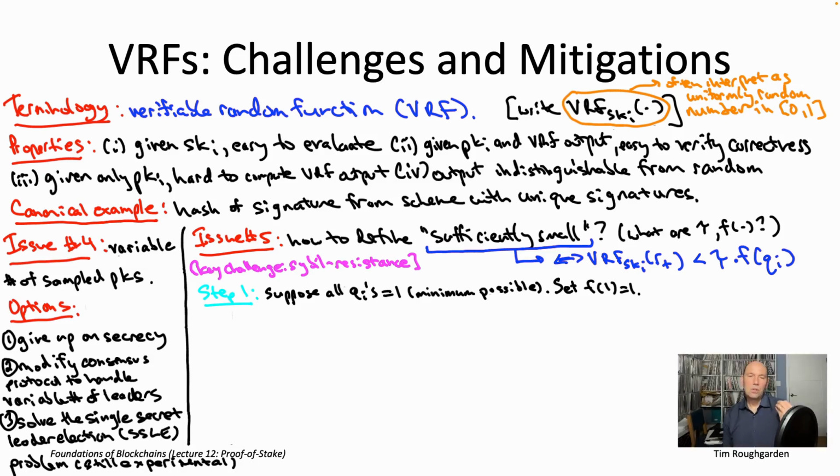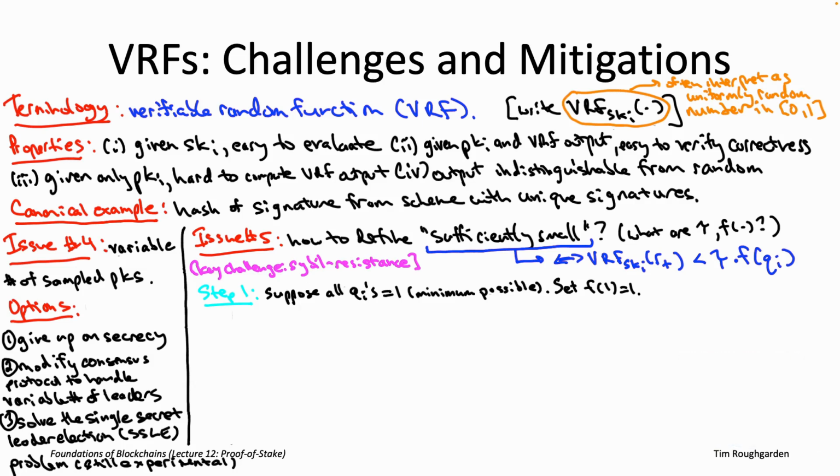So in this case, there's only one thing to decide, which is the parameter tau, which is equivalently the probability that any given public key, which by assumption has the minimum possible stake amount 1, winds up getting sampled. So we just have to figure out what we want tau to be.